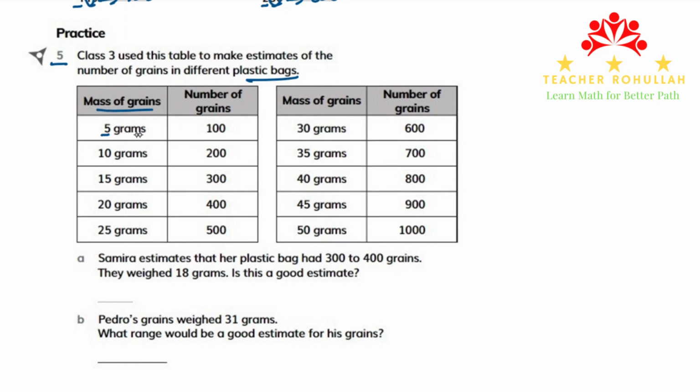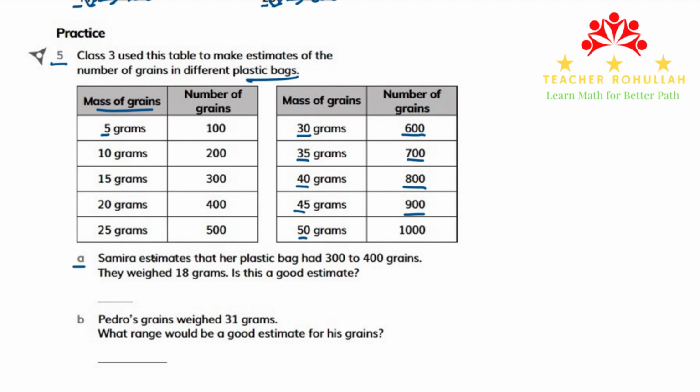For 5 gram, there will be 100 number of grains. For 10 gram, 200. For 15, 300. For 20, 400. And for 25, 500. In the table to the right also, for 30 gram, 600 grains. For 35, 700. For 40, 800. For 45, 900. And for 50, 1000 grains.